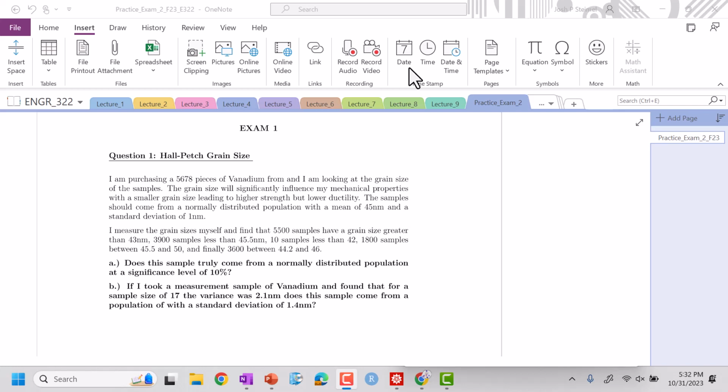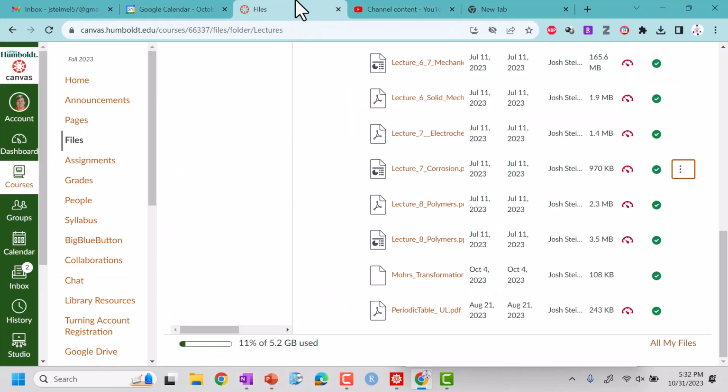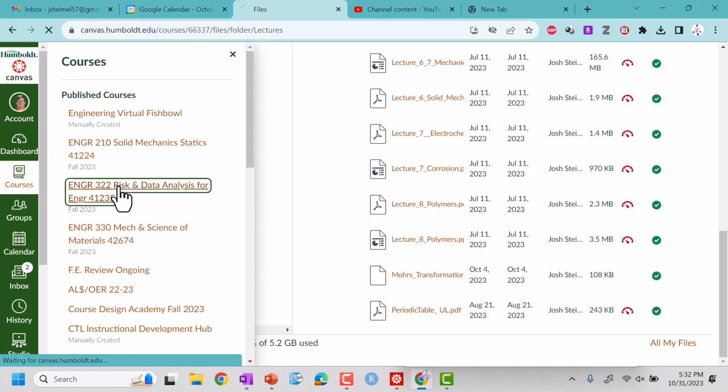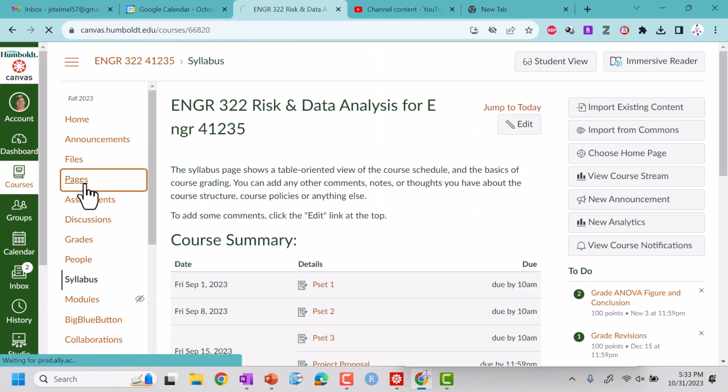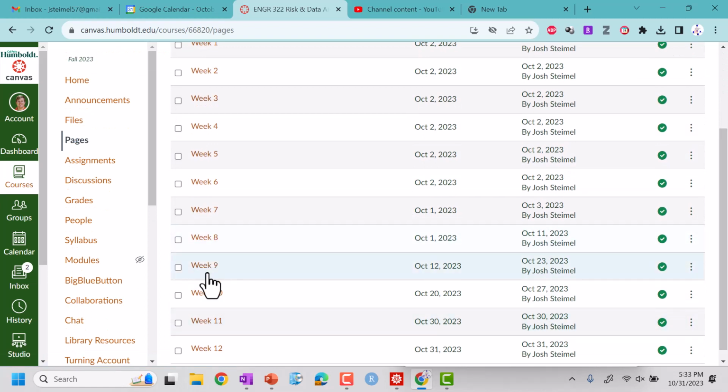Hi everyone, we're back and we are at question 1 for practice exam 2. Ignore the little typo there. And problem 1. So let's go ahead and get at it. Let's go to our course, our pages, because I want to go back, and this is looking like a chi-squared problem.